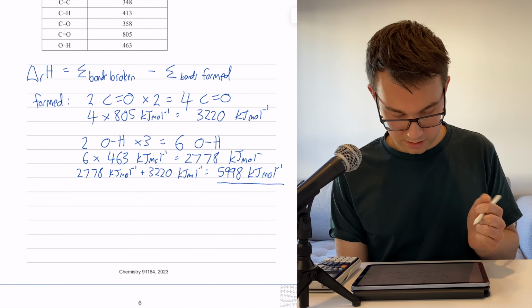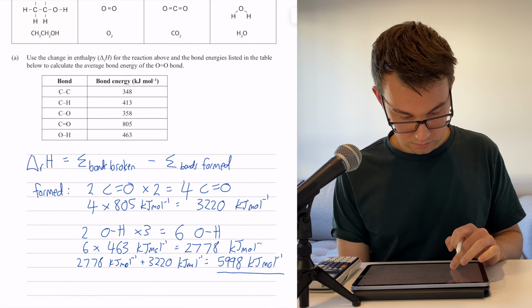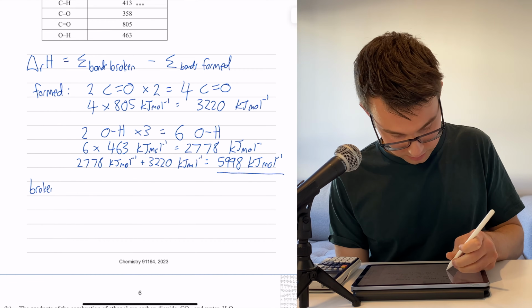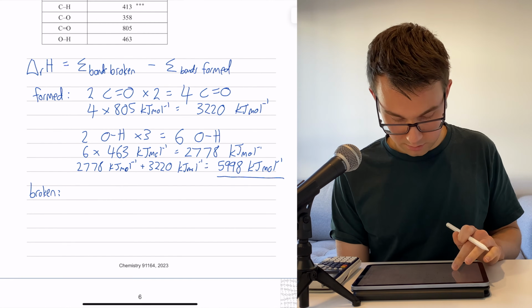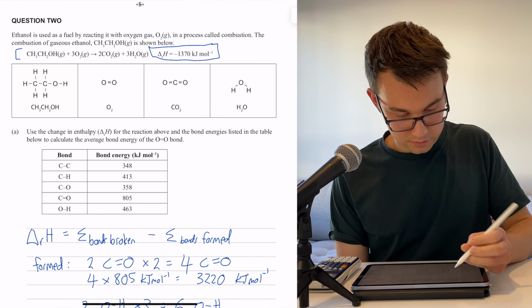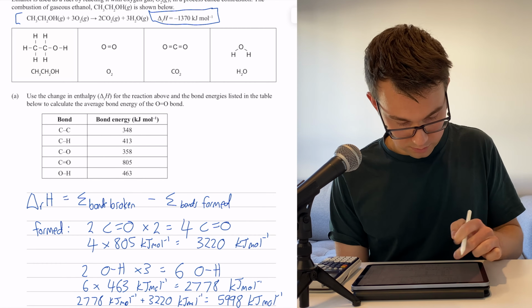Okay, very good. So we got that. What do we do next? We need to do the things that are broken. Makes sense. Okay. Broken bonds. We're gonna run out of room here. Cool. So what's broken? We've got ethanol and we've got oxygen. Okay, let's have a look. Ethanol, what do we have?